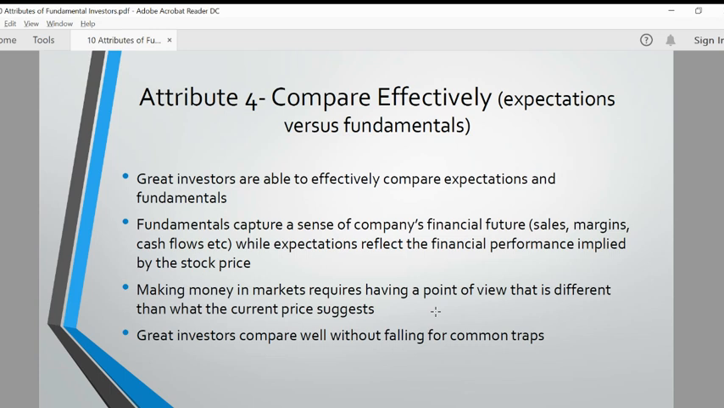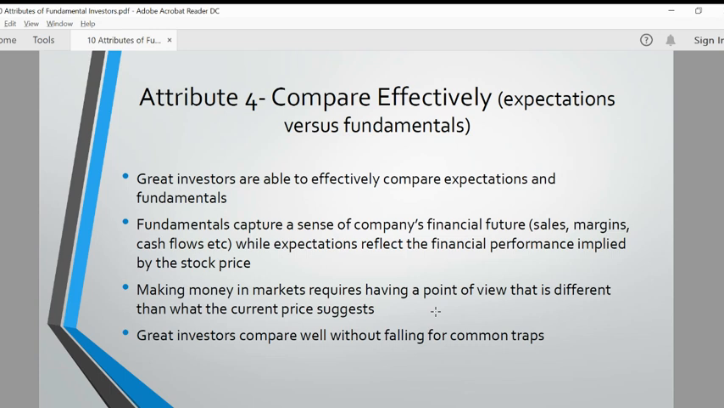While expectations reflect the financial performance implied by the stock price. So, expectations investing tends to look at the stock price first, and then it arrives at the implied financial performance. And great investors tend to reflect on whether that particular financial performance, as implied by the stock price, is possible for the company. Making money in markets requires having a point of view that is different from what the current price suggests. So, great investors are able to compare this well without falling into common traps.